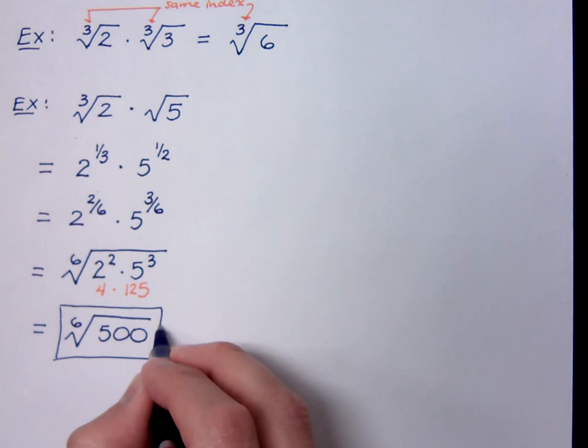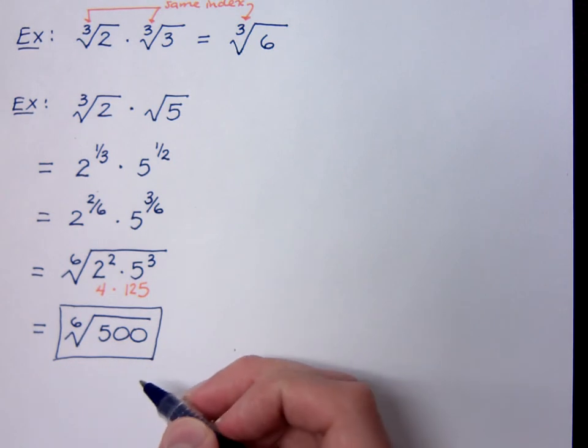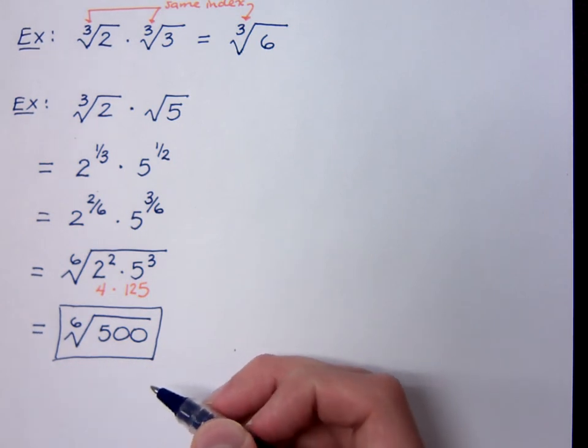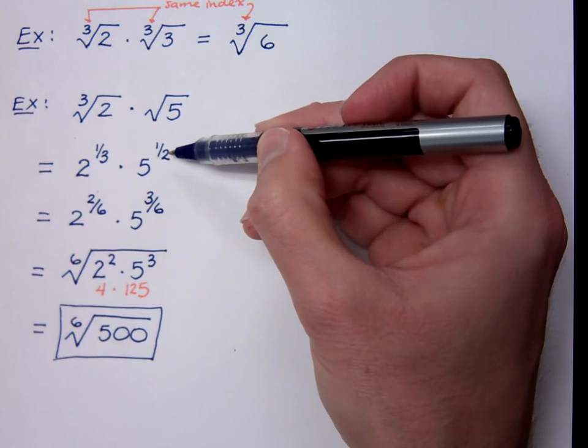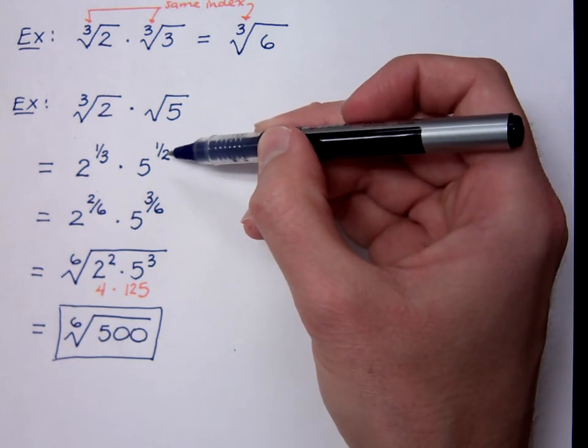So that's how you would tackle a problem when they don't have the same index. You can force them to have the same index, but you've got to start by looking at them in their form with rational exponents.